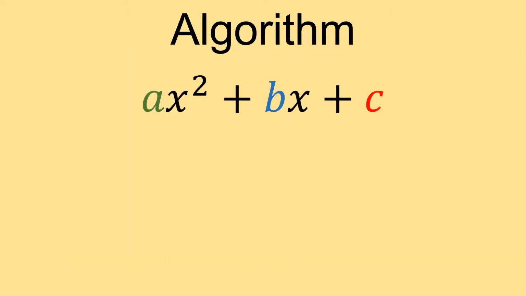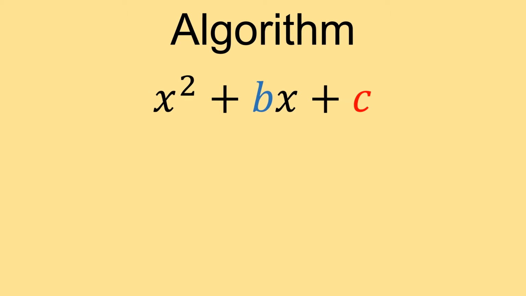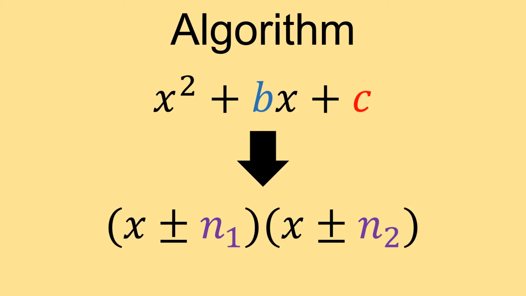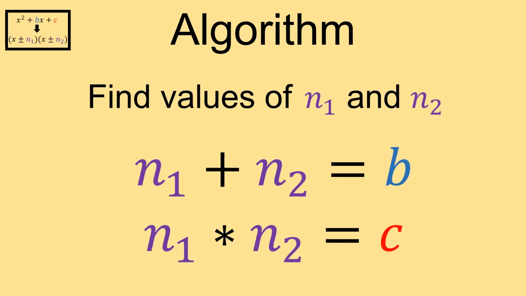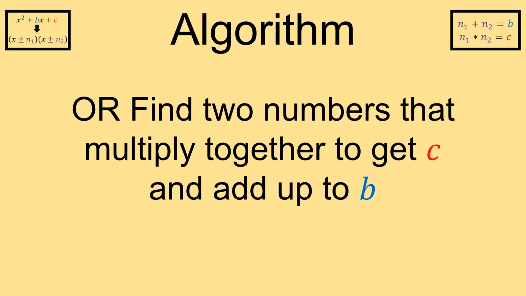So as you recall, when a is equal to 1, we can simplify our expression by suppressing the a term. In other words, instead of having a out front, we can just have x squared plus bx plus c. And if you recall from your class, the algorithm is essentially, can I find two numbers, n1 and n2, that multiply together to give me c, but add up to give me b.